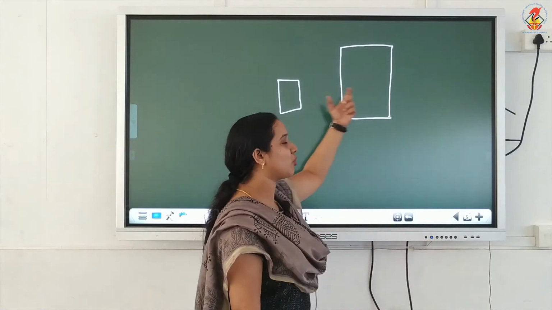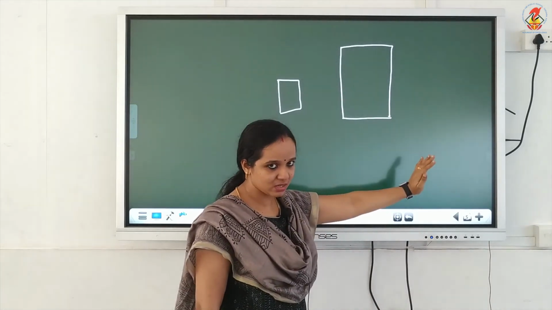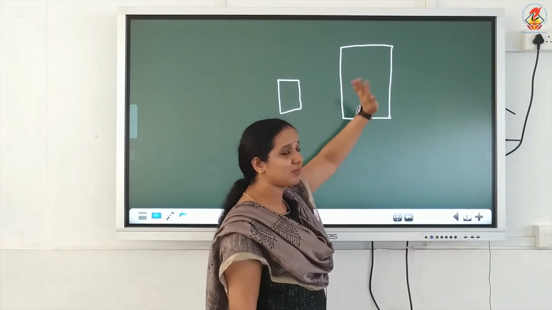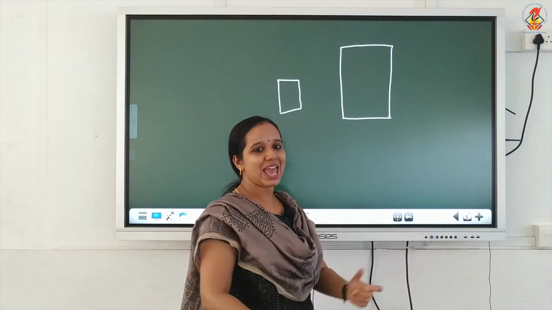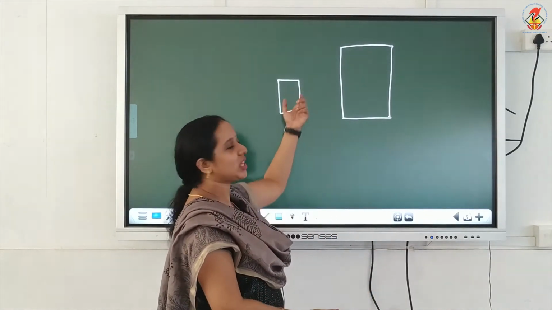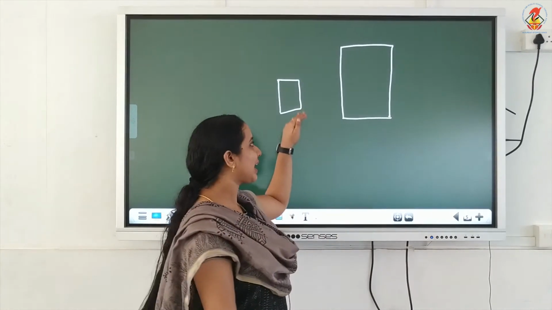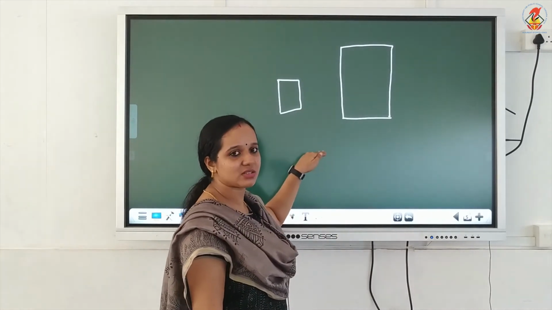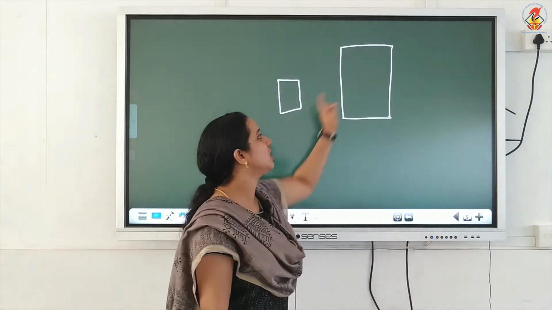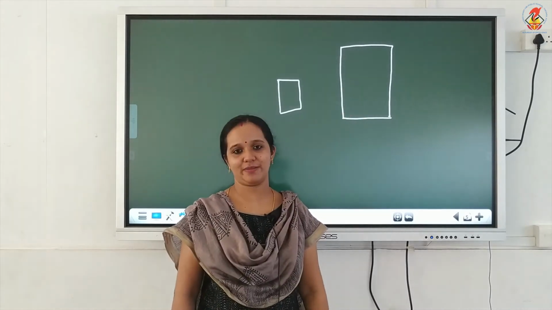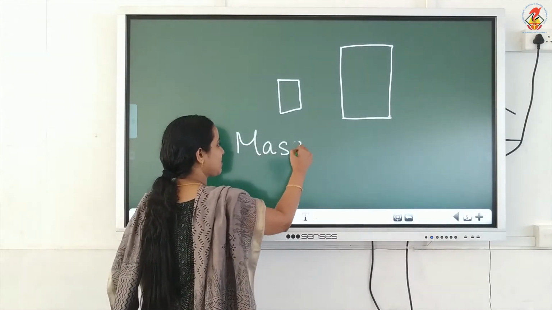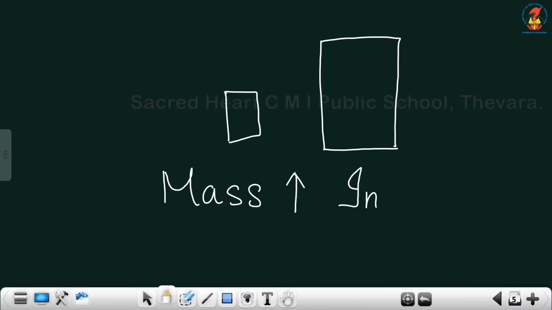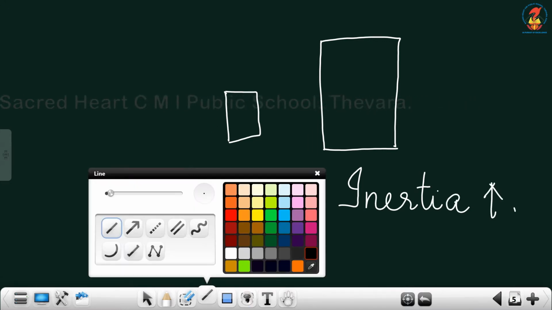So, initially both the blocks are at rest. The tendency of the heavier block to remain in a state of rest is more. Hence, we are able to move the tiny block more easily because its tendency to remain at rest is less compared to this heavier one. That is, as mass increases, inertia also increases.